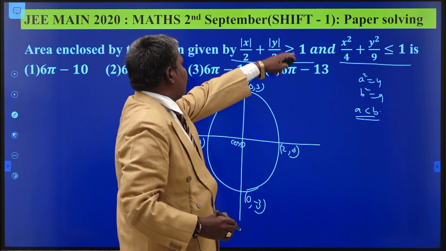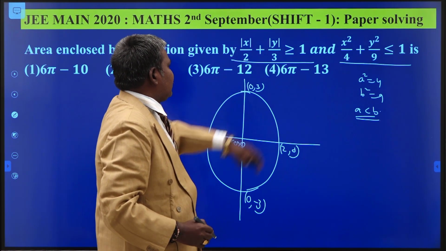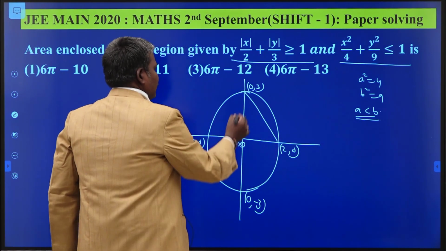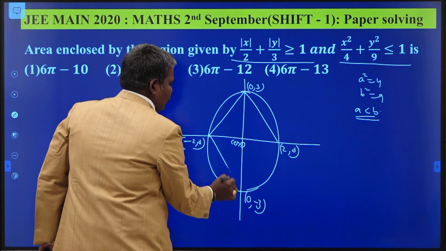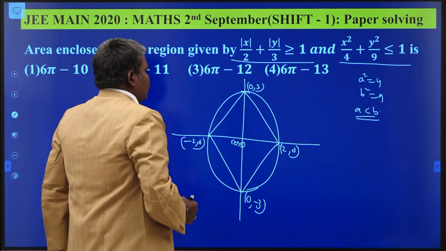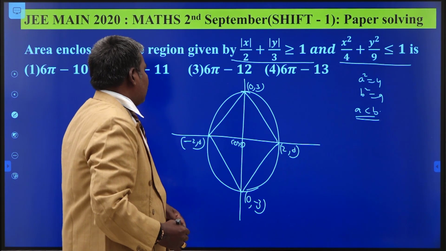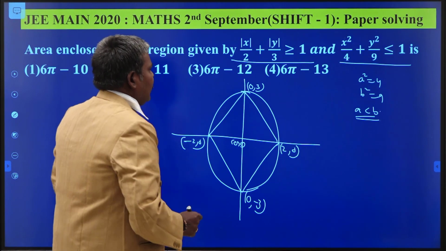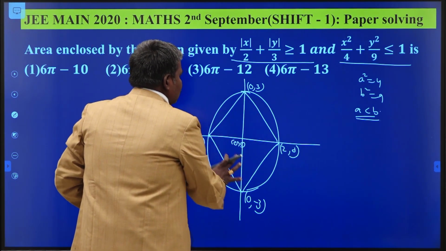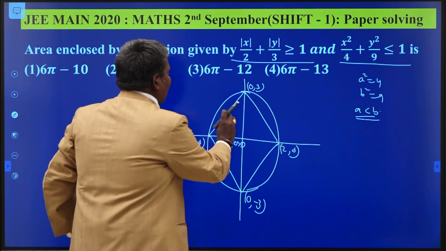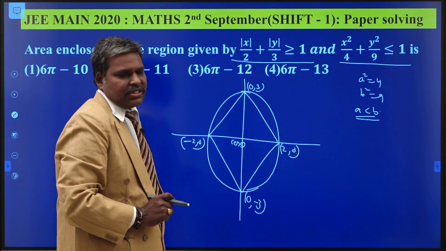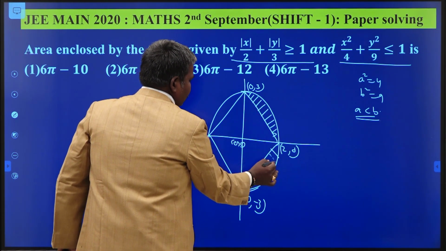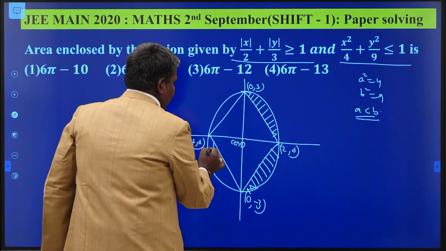Now if you take plus x/2 + y/3 = 1, the x-intercept is 2 and the y-intercept is 3. Applying the modulus, we have 4 lines in this manner. These 4 lines form a rhombus, and this is an ellipse. So your points must satisfy both conditions: all the points must be inside the ellipse and outside the rhombus. The shaded portion is your required area.